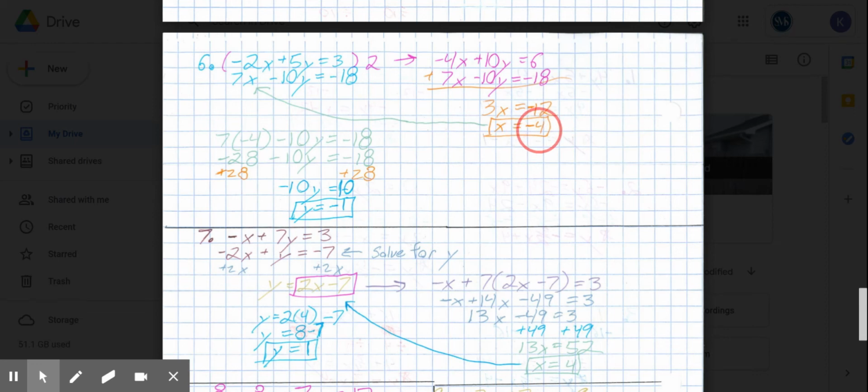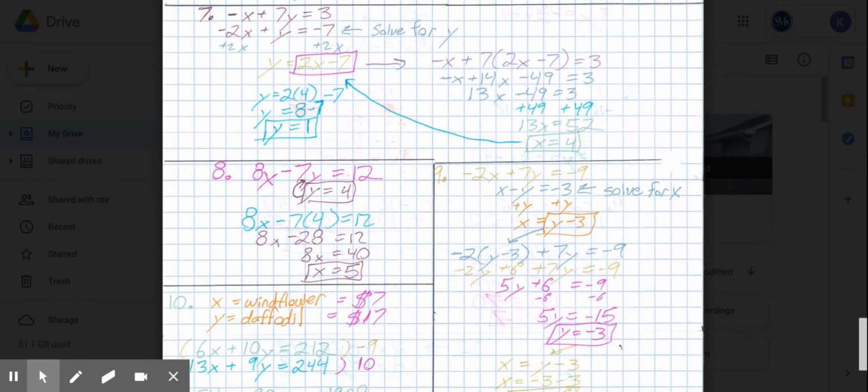Now that I know x is negative 4, I can plug that back in. So I put it into the 7x minus 10y equals negative 18. 7 times negative 4 minus 10y equals negative 18. So negative 28 minus 10y equals negative 18. Add the 28 to each side. Negative 10y equals positive 10. Divide by the negative 10 that's attached to y. And y equals a negative 1. So our answer for 6 would be negative 4, negative 1.